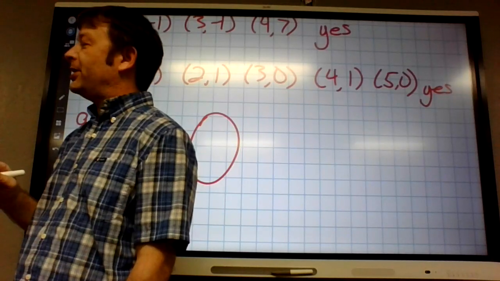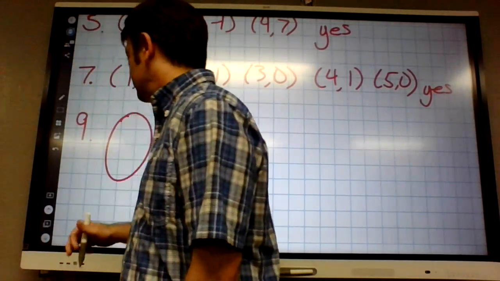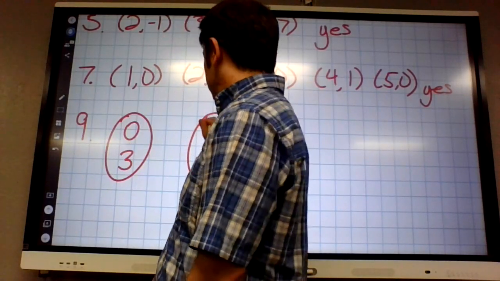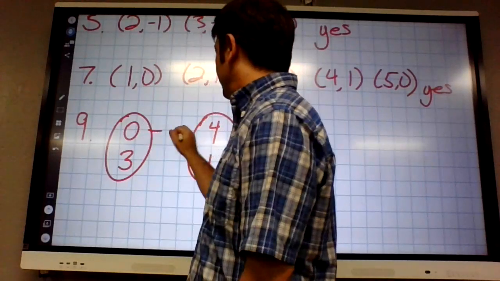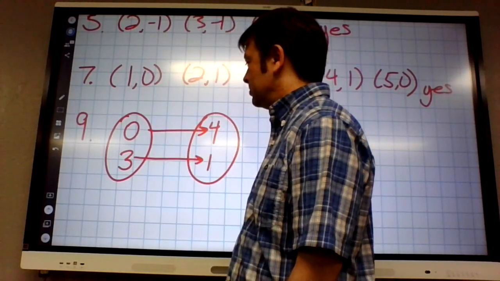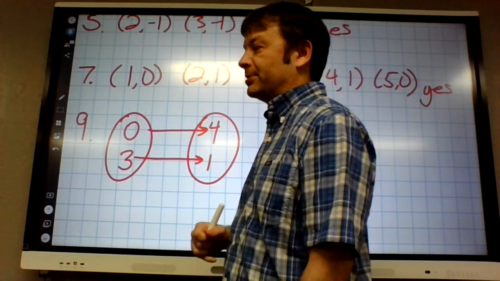Skylar, what does number 9, what goes in the first circle? 0 and 3. The x values. And then the next one is 4 and 1. And 0 went with 4, yeah. 0 went with 4. And then 3 can also go with 4 and 0 can also go, or can it not? No, you only draw the ordered pairs.